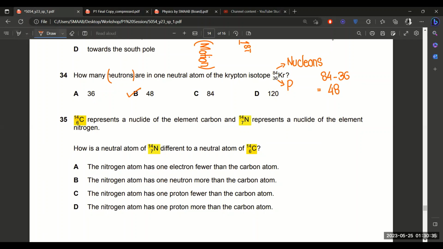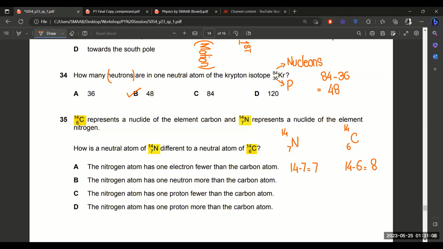So if we find out the difference, let's suppose we talk about nitrogen. Basically nitrogen is 7 14 and carbon is 6 14. So basically the number of nucleons are equal, right? So if we subtract 14 minus 7, you will get 7. And in the second situation, if we subtract 6 from 14, you will get the answer 8.